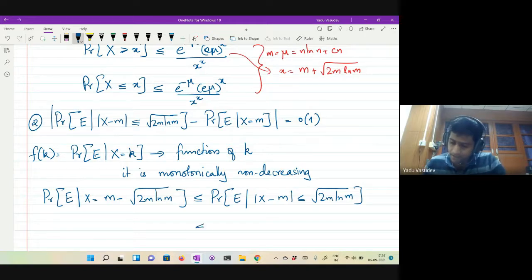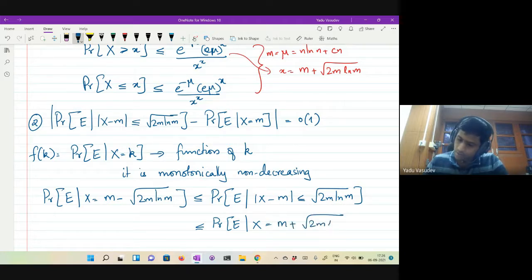And the same thing also, let's conclude that this is at most the probability of E given that x is equal to m plus square root 2m ln m. We're just using the fact that if you're throwing more and more balls, then the probability that all bins are non-empty cannot decrease. It can only increase. Is this clear? We are just observing this for this particular process. So is this clear? Any questions?